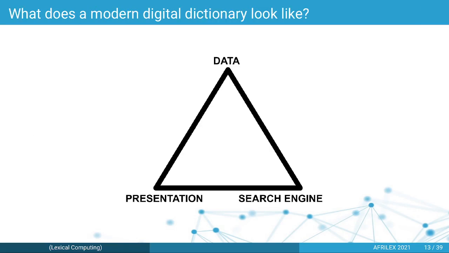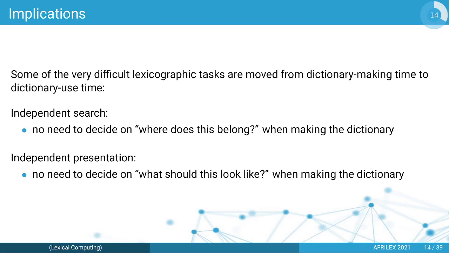I think it is important to understand the impact of a modern digital dictionary using this triangle description. From my point of view, the biggest impact lies in the fact that some of the rather difficult lexicographic decisions that editors had to make at the time of making a dictionary are now gone. They are no longer needed, and instead they are simply moved into the time when the dictionary is actually used by a user or by a machine. This relates to things like that you no longer need to decide where exactly this multi-word expression or idiom belongs.